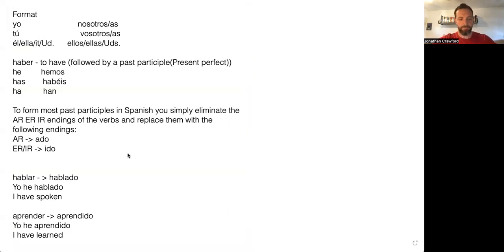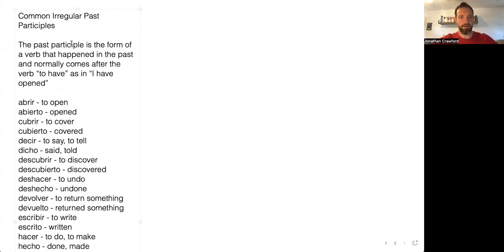If it's an IR verb, like, I'm trying to think of one that's not irregular. The problem is that some of these verbs are irregular, and that's the last difficult thing we're going to do here. Really the only difficult part, other than remembering these six conjugations for haber, is that some of these past participles are irregular.